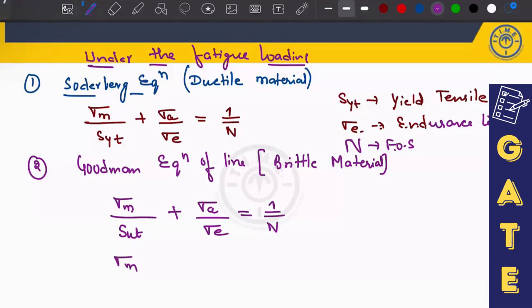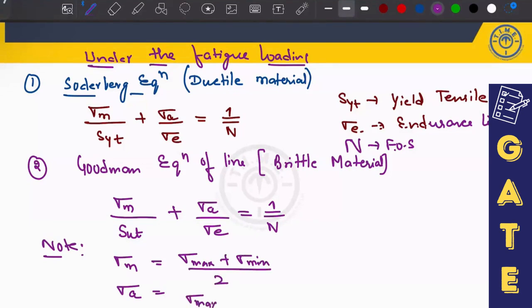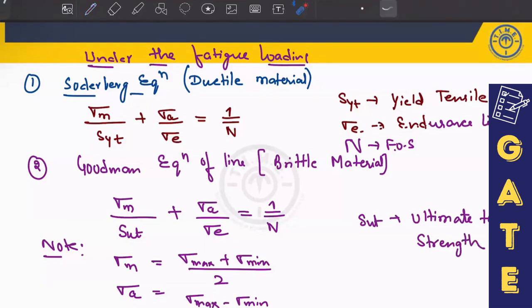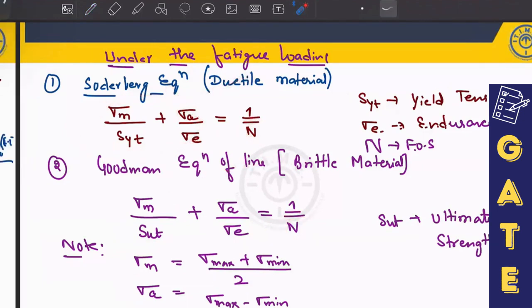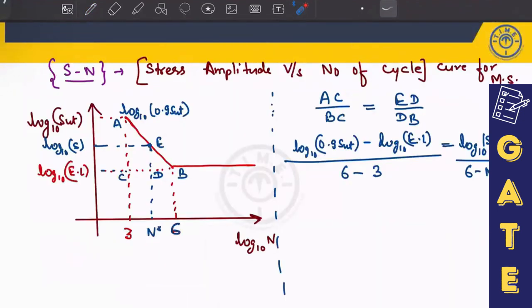And the mean stress and the variable stress, you know how to calculate, which is nothing but sigma max plus sigma minimum by 2 and sigma max minus sigma minimum by 2. Whereas SUT is nothing but ultimate tensile strength. So they are giving these values, and you have to calculate the factor of safety based on Soderberg and Goodman. I will discuss some of the problems. You just go through these two important slides.